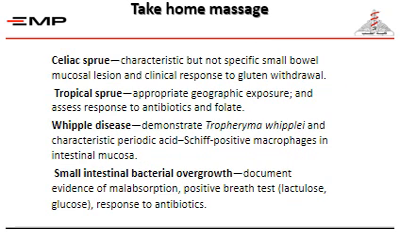Please remember: celiac sprue, with its characteristic but not specific small bowel mucosal lesion and its clinical response to gluten withdrawal. Tropical sprue, with appropriate geographic exposure and response to antibiotics and folate. Whipple disease, with demonstration of Tropheryma whipplei and characteristic periodic acid-Schiff positive macrophages in the intestinal mucosa. Small intestinal bacterial overgrowth, with documented evidence of malabsorption plus a positive breath test, lactulose or glucose, and response to antibiotics.